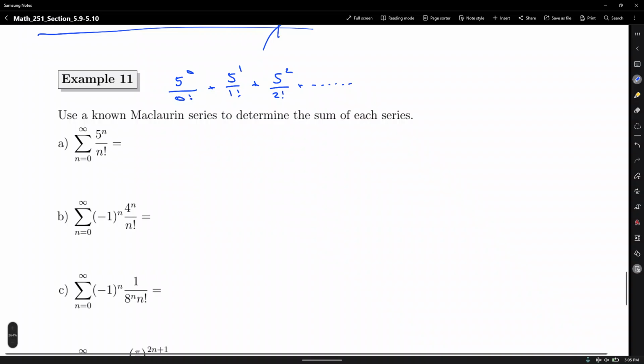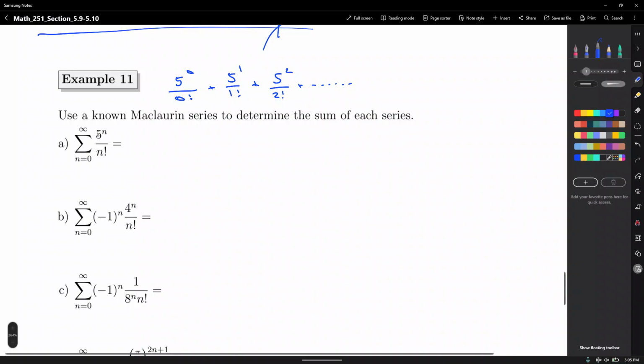Let's see. That n factorial is related to what function? The e to the x, right? So this is what I'm going to do, okay? And it kind of looks like u to the n over n factorial. So this is sigma n equals 0 to infinity of u to the n over n factorial, where in this case, u equals 5, all right? Well, what is that equal to? Isn't that e to the u? Where u equals 5, and this is equal to e to the 5th power.